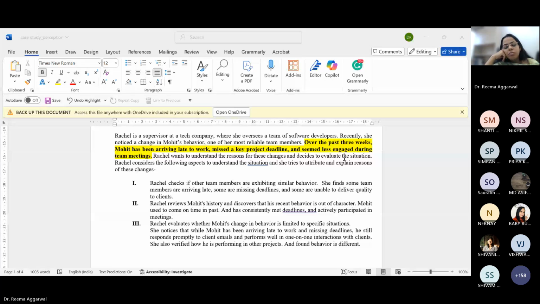Low, ma'am. Low. Are you able to understand? Low, why, ma'am? Same behavior, there is no difference. If I say different situation with same behavior.